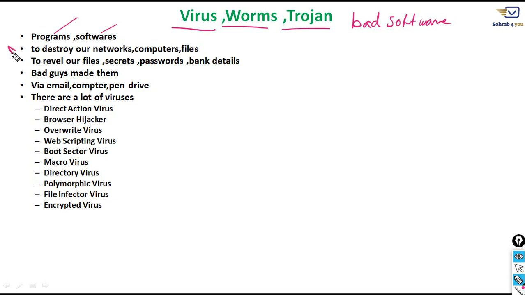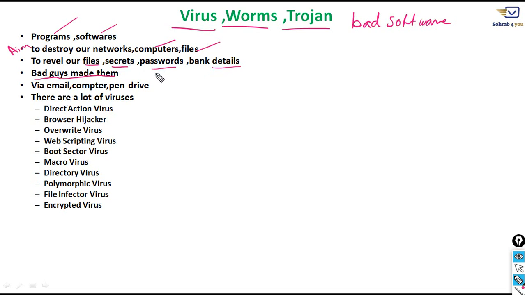The aim of these programs is to destroy our network, our computers, our files, to reveal our files, our secrets, our passwords, our bank account details. So we can say they take out our files and information about our bank details, everything. Mostly these types of programs are made by bad people, who love to destroy other people's property or steal something. So these programs are made by bad people.